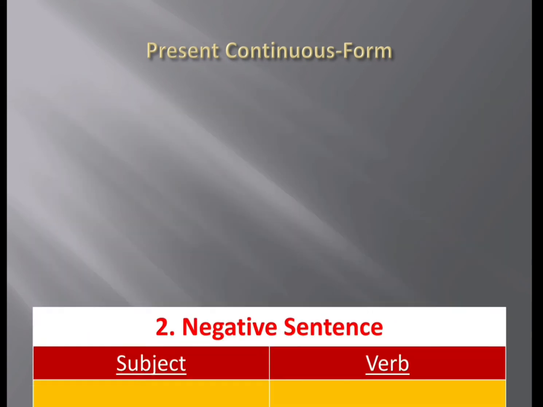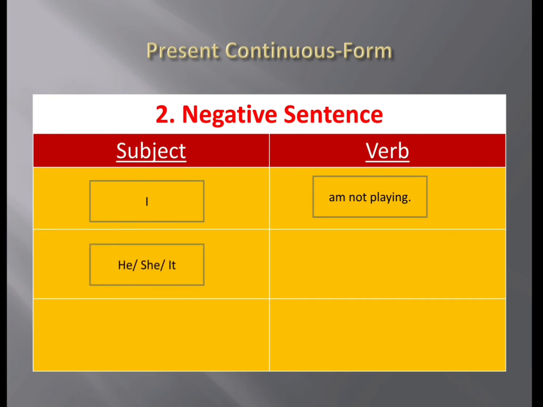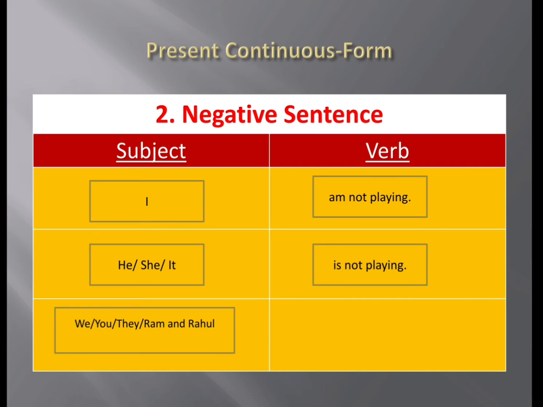Now moving ahead with the negative sentence, where we use a negative word like not in the sentence. So these are the examples. I am not playing. Here not indicates that the sentence is negative. With the singular subjects like he, she, it, we will use is not playing as the verb. And with plural subjects like we, you, they, Ram, and Rahul, we will use are not playing as the verb. So these are all negative sentences in the present continuous form.